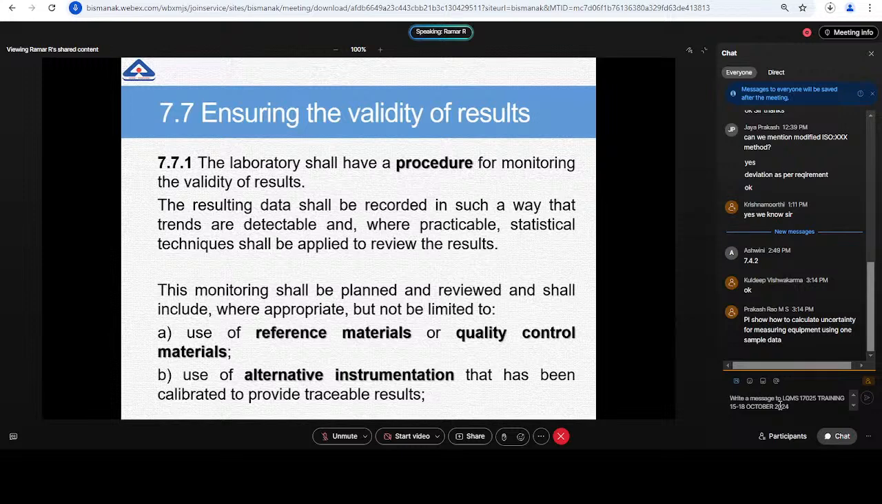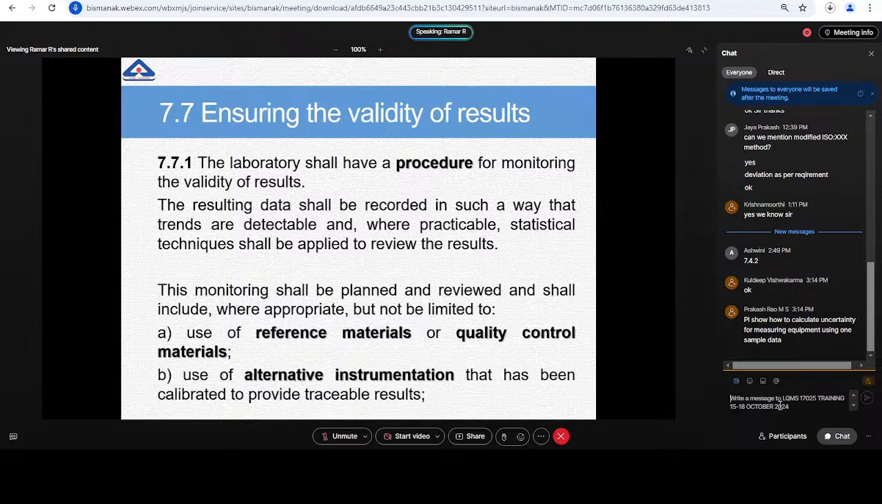Mostly for this usage of reference material and quality control material, the responsibility is with the technical team. It is not the responsibility of the quality team. It is the responsibility of the technical team. Mostly for every batch of testing or calibration, they have to use, wherever required, reference standards, reference materials or quality control materials.